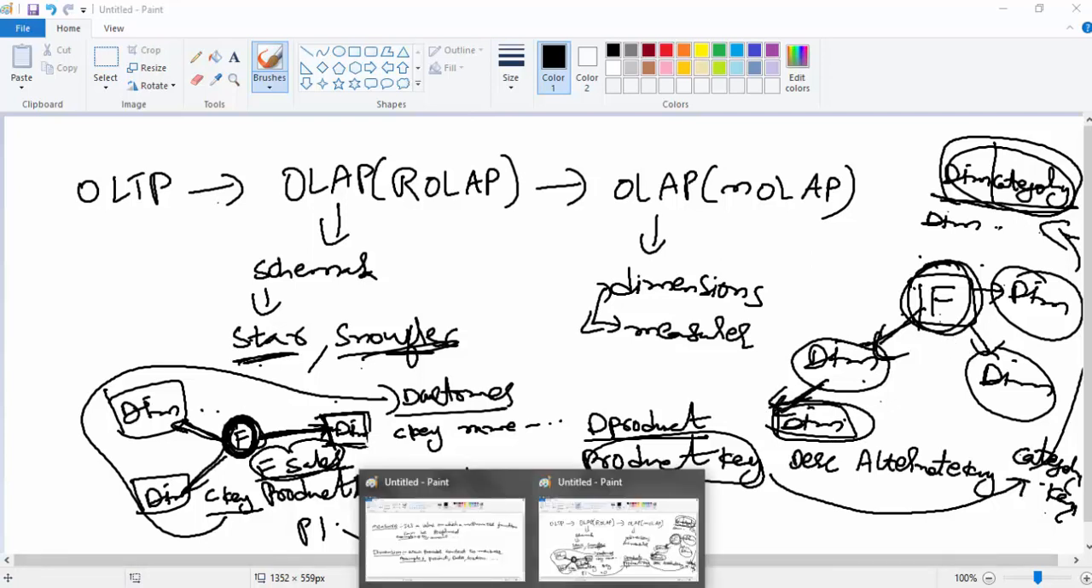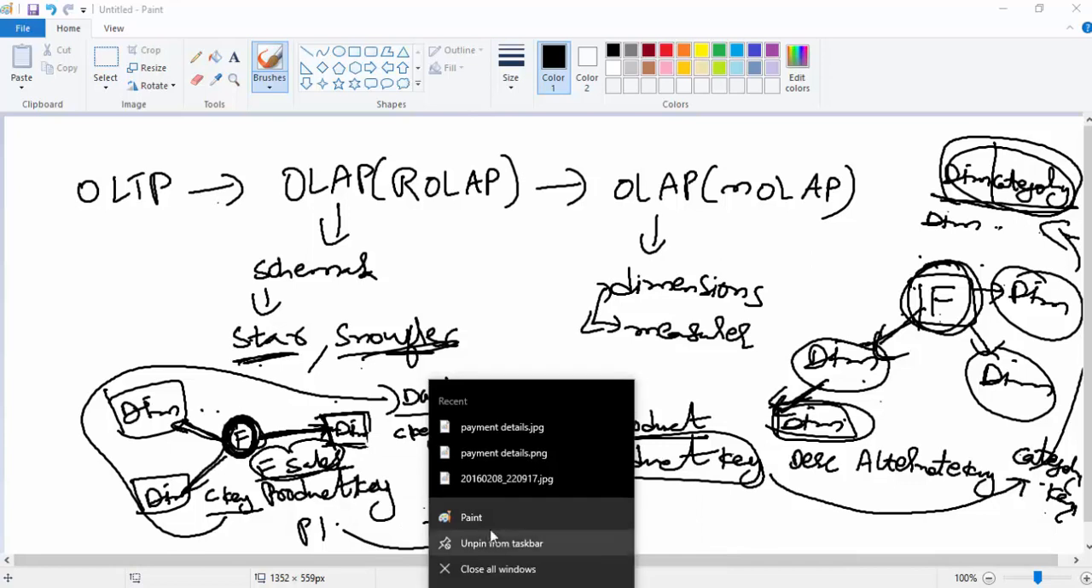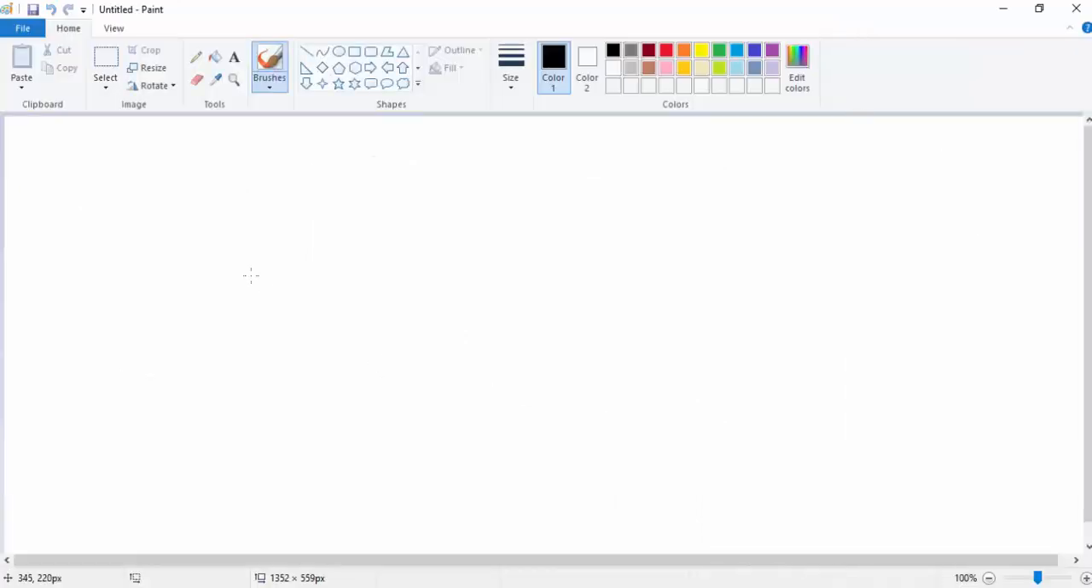So now, what is a star schema and a snowflake schema? In the star schema, you will have the fact table, and you will have the dimension tables surrounding the fact table.